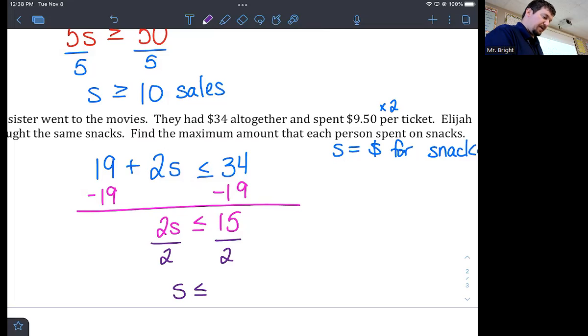7.5. Now, can you buy a half a snack? Yeah. Probably not, but does S represent snacks? It represents the money for the snacks. Can you have half $1? Yeah. Sure. In fact, how would I label this? Not 7.5, but $7.50. There we go. $7.50. You can spend $7.50 on snacks. All right, this is done.